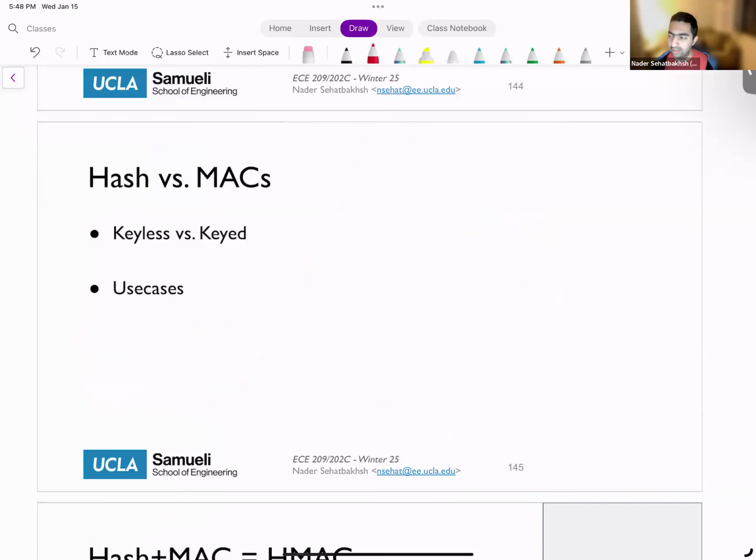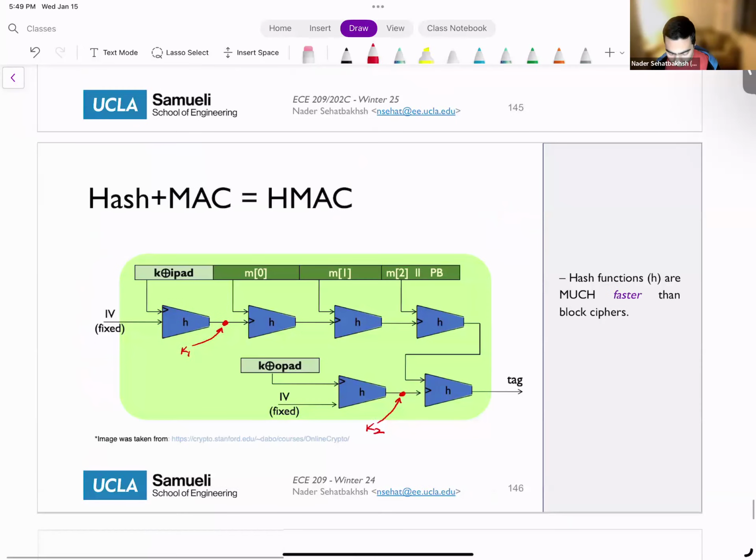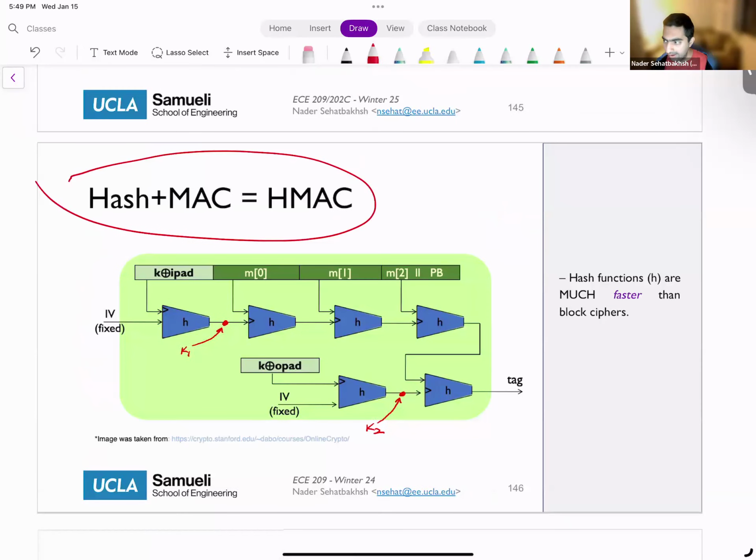For MAC though, that's different. For MAC, I cannot compute the MAC without the key. Okay, so computing the MAC requires the key, and that's why it's not something that anyone can do. And there are different use cases for keys and hash. As I said before, there is a popular use case for hash and MAC together. Remember I told you that these functions could be the AES function and we don't like it because it's not fast.